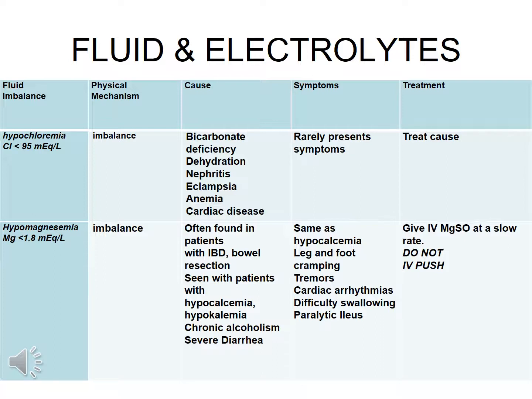Individuals that have hypomagnesemia, or low levels of magnesium. This imbalance is often found in patients that have GI problems such as bowel resections, inflammatory bowel disease, patients that have hypocalcemia, patients that have hypokalemia, chronic alcoholism, severe diarrhea. Some of the symptoms are the same as hypocalcemia: leg and foot cramping, tremors, cardiac arrhythmias, difficulty swallowing, paralytic ileus. We usually give magnesium slowly. It's done by licensed personnel, and we do not give IV push.